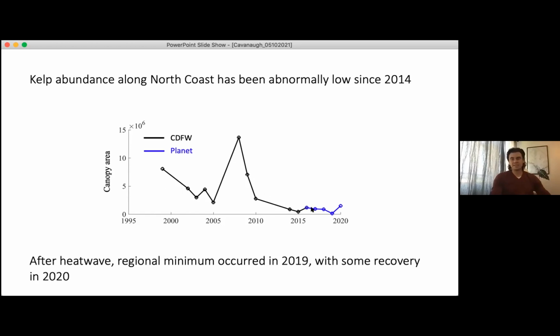So here I've pasted our Planet time series on top of the state data set. You can see again this dramatic decline in 2014. Kelp has remained at low levels. It hasn't recovered. We do see it reached a minimum in 2019, so it actually reached a minimum a few years after the end of the heat wave, as urchins continued to expand. We have seen some small signs of recovery in 2020, at least a slight increase between 2019 and 2020, but kelp is still at historically low levels.